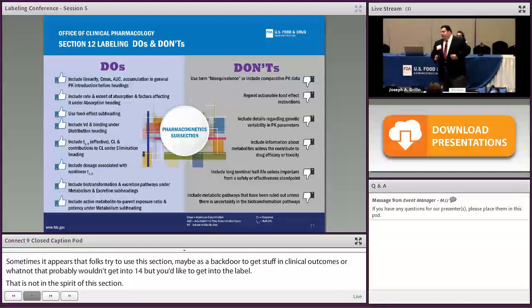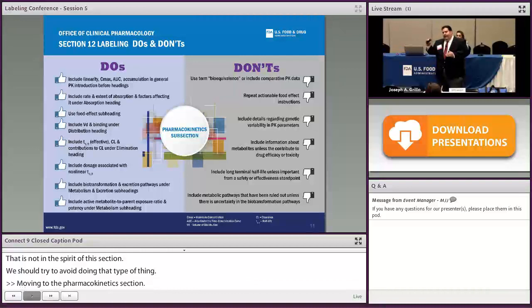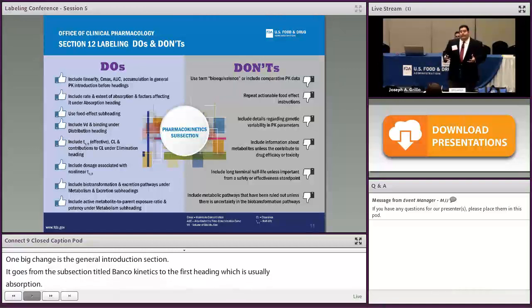Okay, moving to the pharmacokinetic section. One big change is now we have what we call a general introduction section, and it goes from the subsection title pharmacokinetics to the first heading, which is usually absorption, assuming it's an oral product. In there you put a lot of the information that won't fit into the other headings and subheadings. For example, you'd put information about linearity. You'd put information about accumulation.